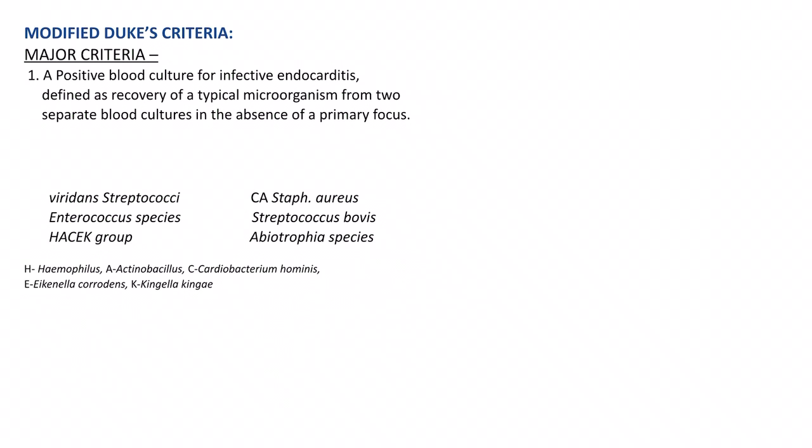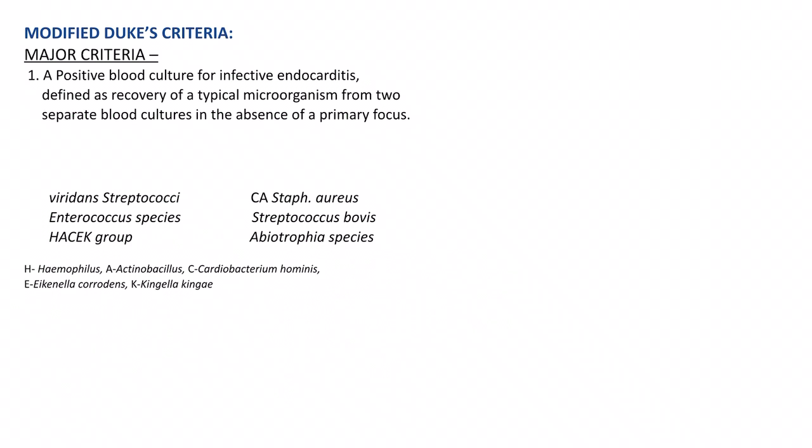So the criteria to diagnose infective endocarditis was put forth by Duke, which is the modified Duke's criteria. It includes 4 major criteria and 6 minor criteria. So the major criteria go like this.